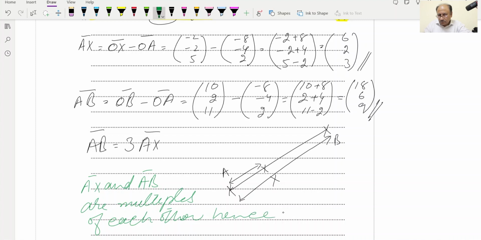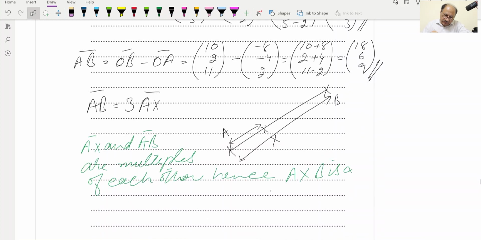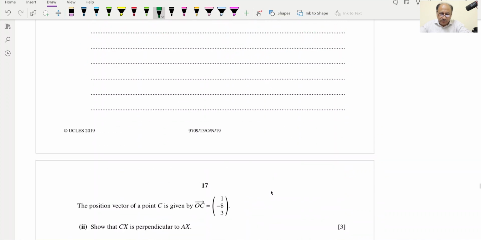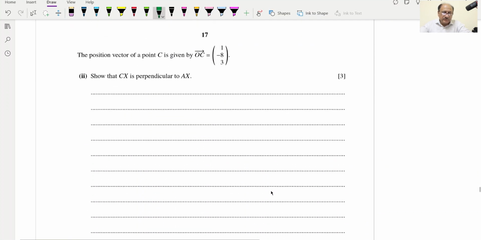Hence AXB is a straight line. Hopefully this is also clear. We are done with this part. Now we can move to the second part.